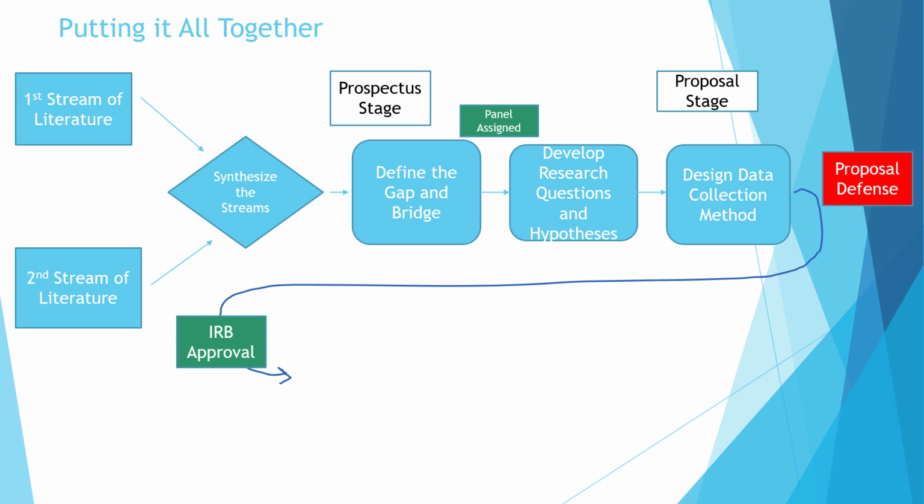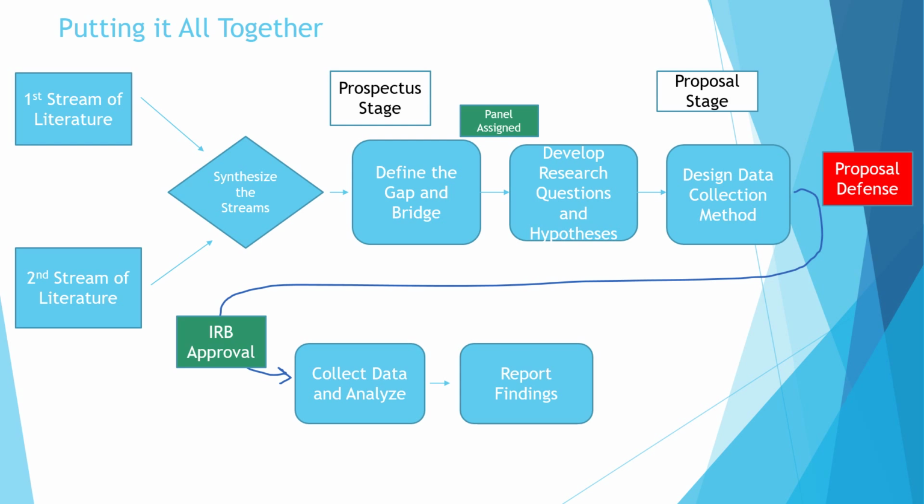the Institutional Review Board will look at the data collection method that has been proposed and either approve it or disapprove it, but that has to be gained first. If you're dealing with human subjects, you have to have the approval to move on, after which you can start to collect the data and begin the analysis of the data.